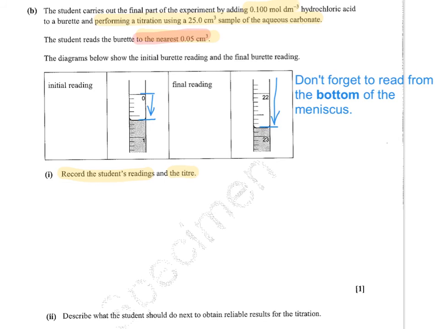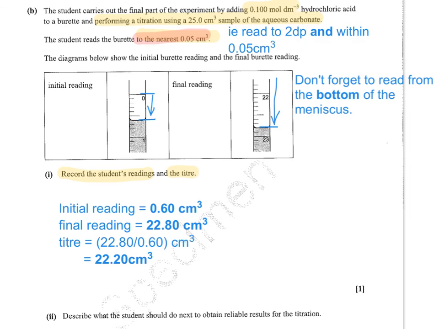Now remember that it's to the nearest 0.05 centimeters cubed. Sorry, what I meant to say is read to 2 decimal places, but that also means that automatically you're doing it within 0.05. So if you do it within 0.05, the 2 decimal places will fall into the reading that you actually write anyway. So you should end up with something like that. So we need to move the page down slightly to have a look at the next part of the question.